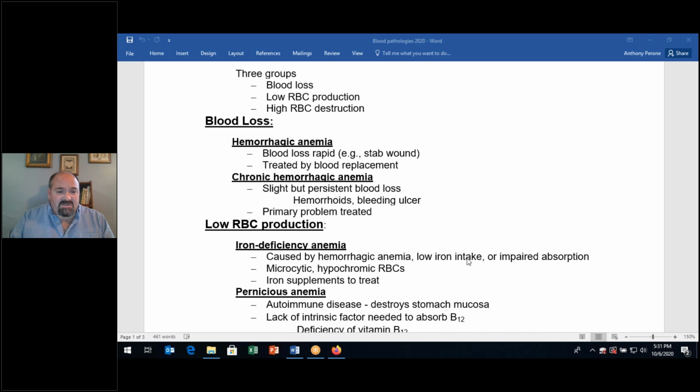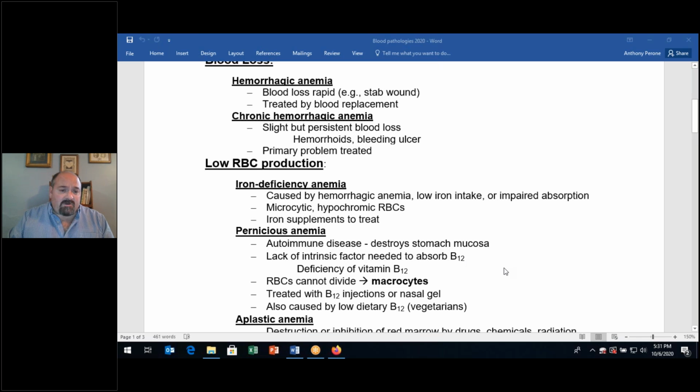As far as pernicious anemia, this is a situation that occurs as an autoimmune process, with destruction of the stomach mucosa.